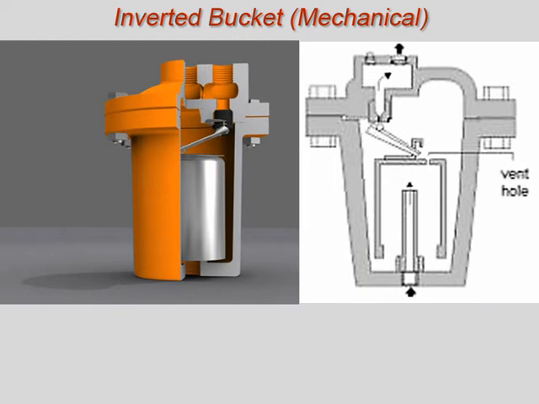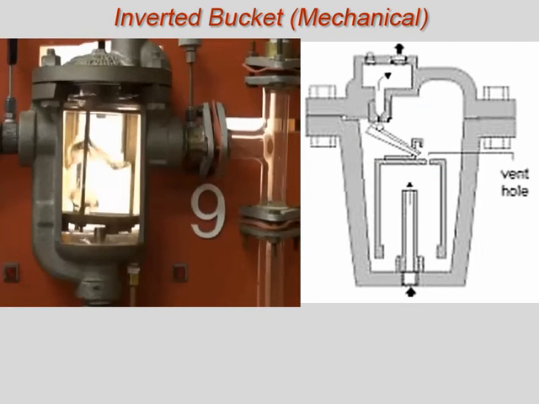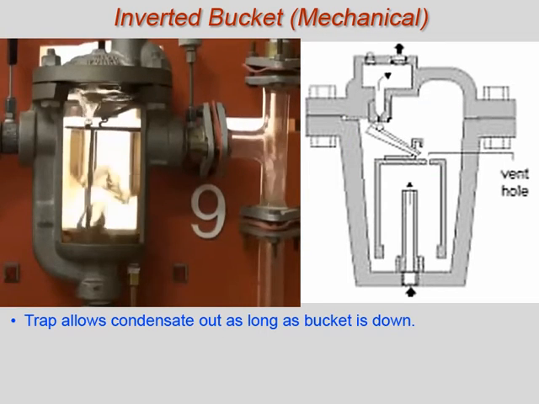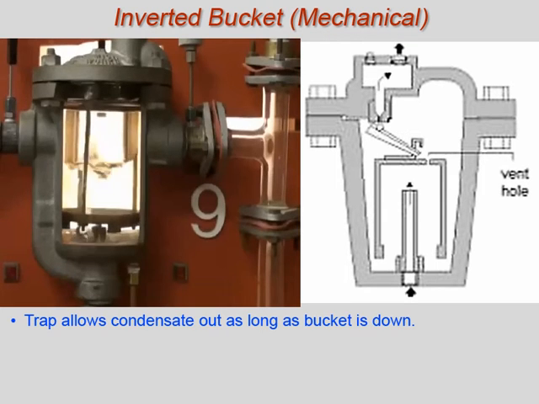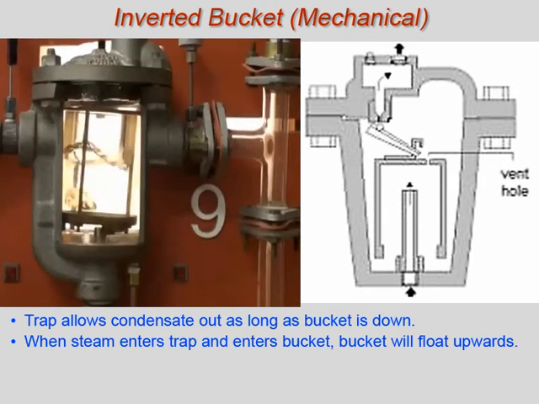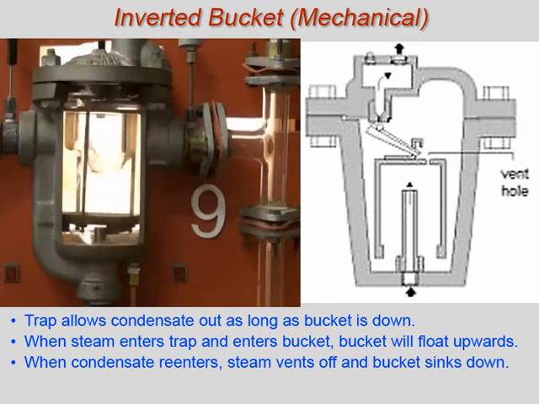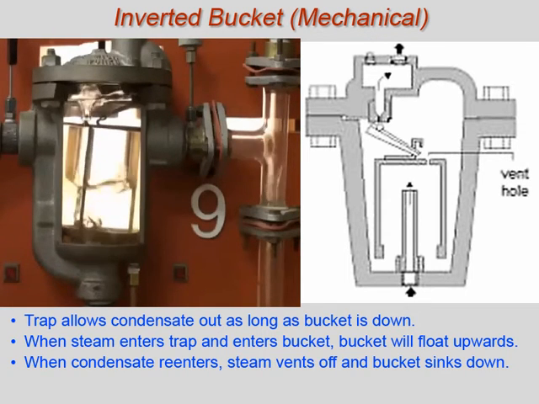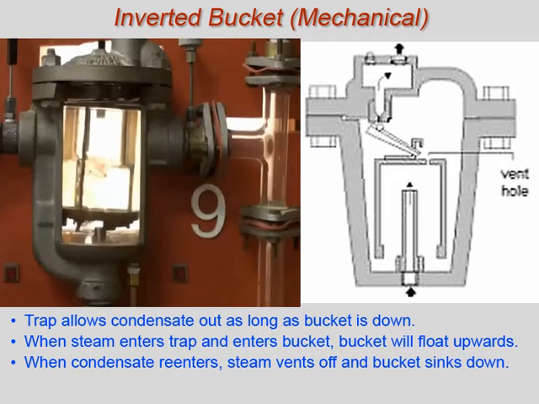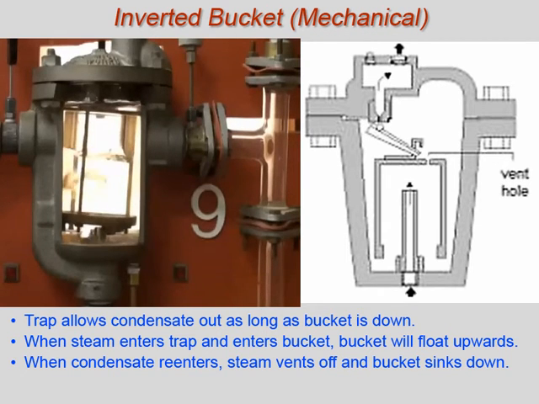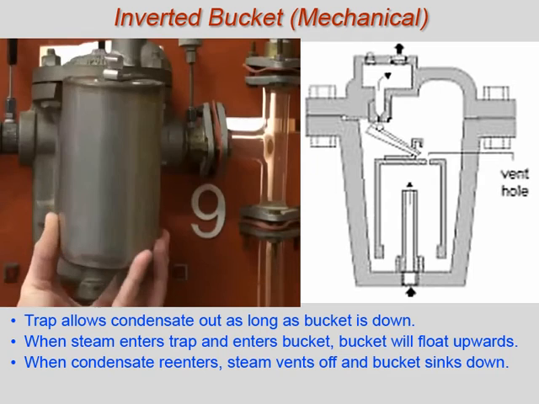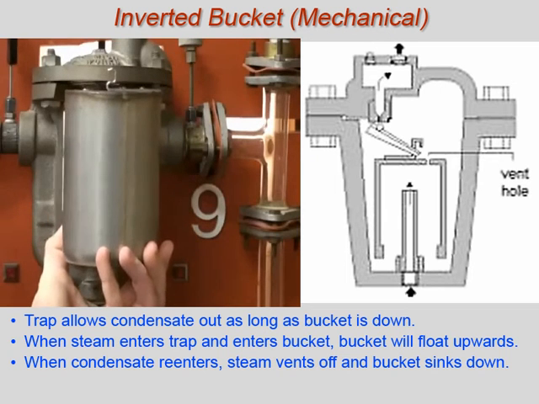In the inverted bucket steam trap, the trap contains an inverted bucket linked to the discharge valve. The opening force is provided by the difference in density between steam and condensate. When the steam enters the upturned bucket from below, it causes it to float. When enough condensate enters the bucket, forcing the steam out of the vent hole, the bucket sinks, opening the valve. When the condensate has been drained from the line and steam enters, the bucket again floats, shutting the valve.